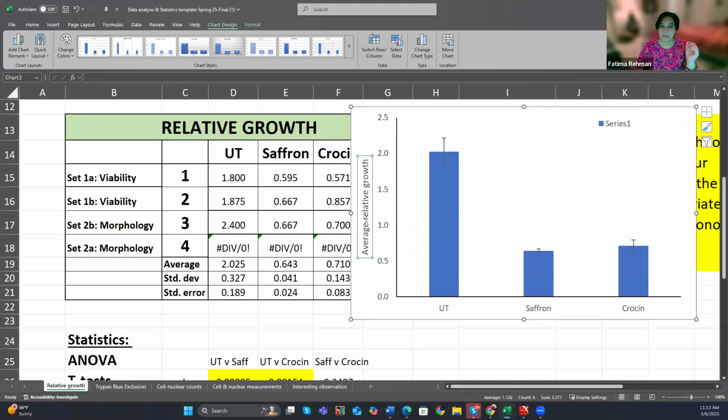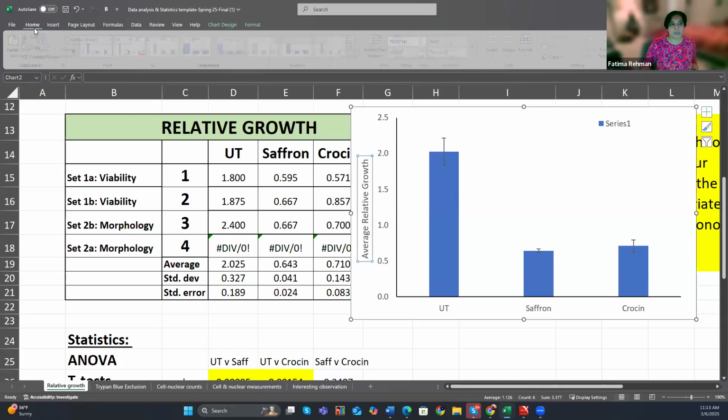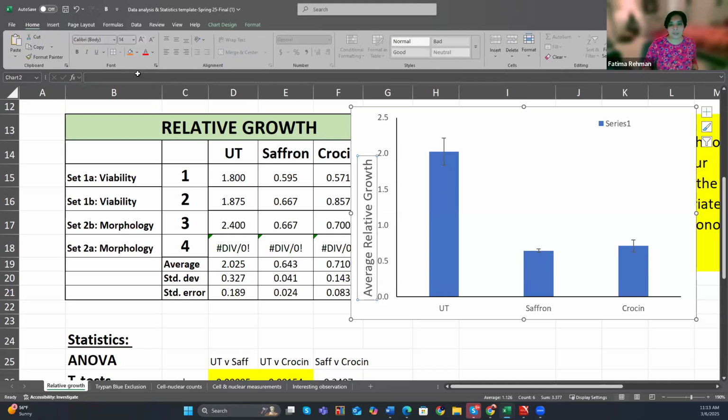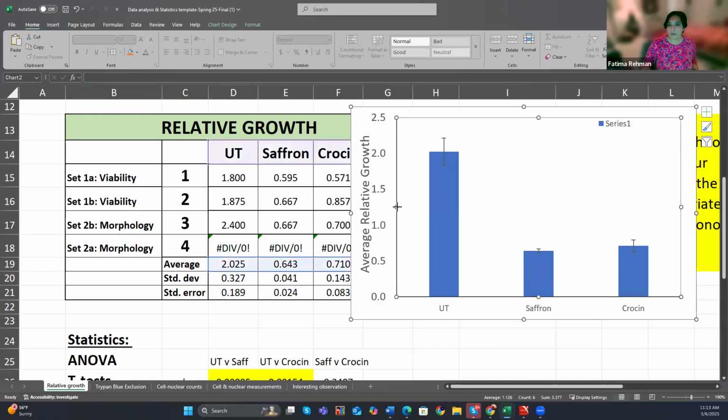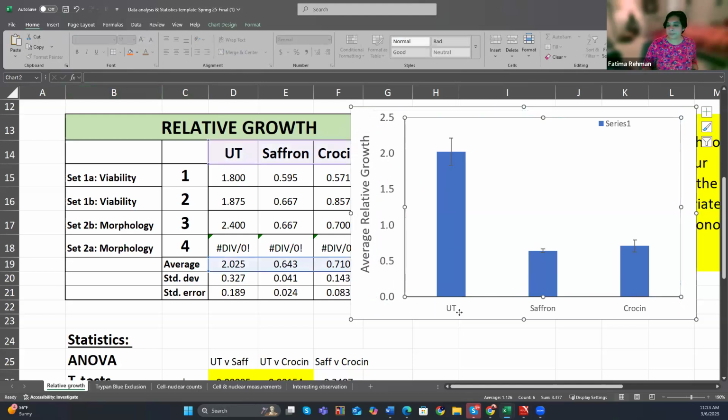So for example, for your titles and everything, you want to make sure the font size is good. You want a font size of at least 12 or 14, and bold when needed. So this is 10, so I'm going to make it 12 or 14. 14 is good. I'm going to make this one 12. I'm going to give it a little more breathing room.